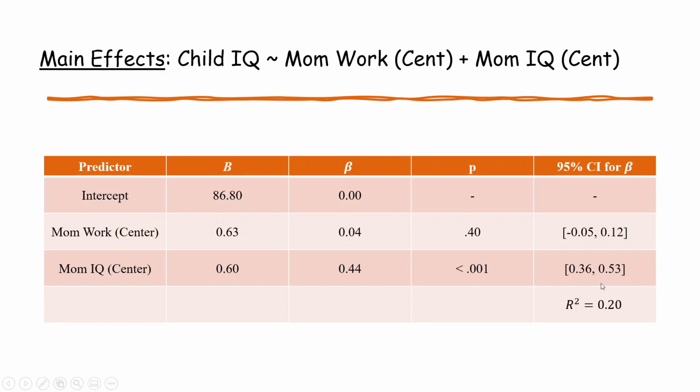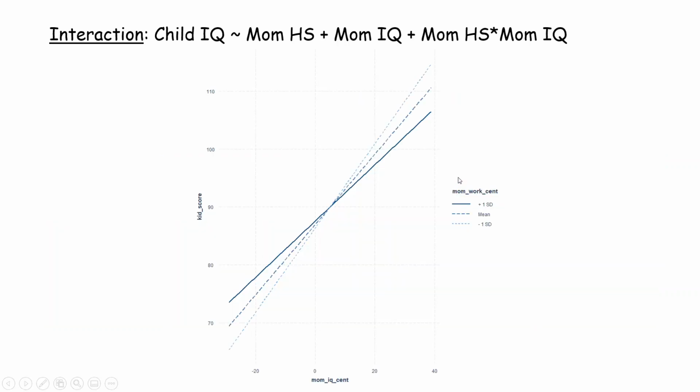And so we see that 20% of child's IQ is explained by mother's work hours and mom's IQ when there's no interaction term. And again, we see that mom's work is not a significant predictor when mom's IQ is controlled for, but mom's IQ is a significant predictor when mom's work hours are controlled for. And again, these are the main effects because we left out that interaction term. And here's the plot that we saw before, showing that interaction, where as mom's work hours increase, the slope of mom's IQ predicting child's IQ decreases, but it's still positive regardless of mom's work hours.